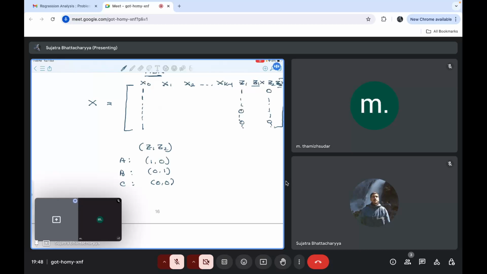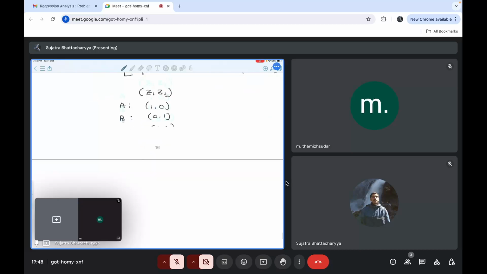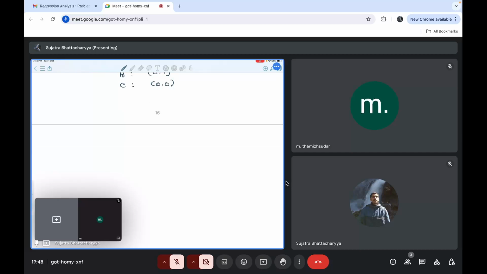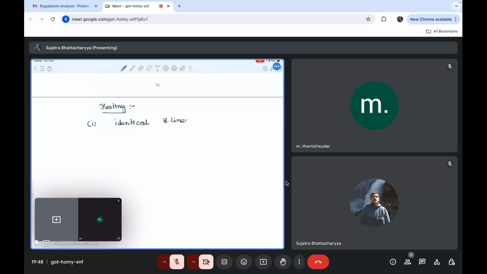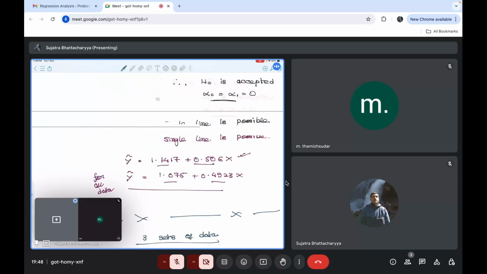All right. So now the testing. So testing is that there are three testing possible. We have seen that in the two variables or two sets of data. So for the testing, you have number one, identical. Means three lines are identical. Three lines identical. For that, what you have to do? Identical three lines means what?